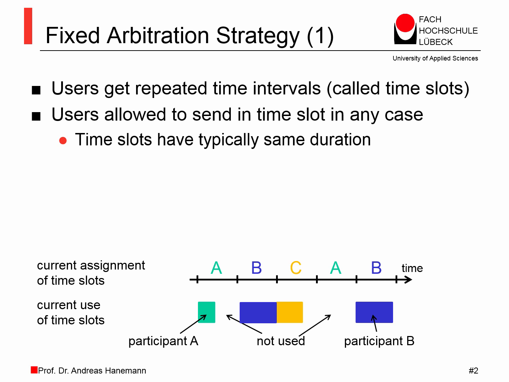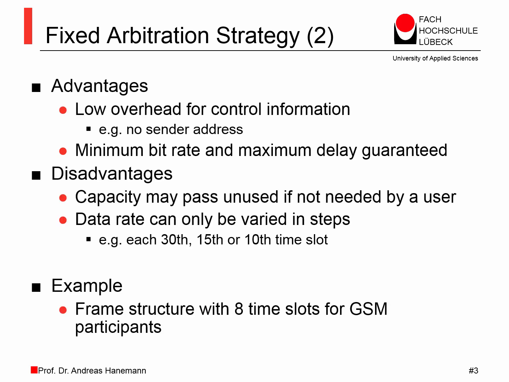However, as we can see, time slots can stay unused if a participant has nothing to send. In the example, B completely uses the available time and has maybe more to send, while the others use their time slots only partially. If we discuss advantages and disadvantages, we see that this method leads to a low overhead in the data units. It does not have to be mentioned who the sender of a data unit is, because this can be concluded via the time slot.